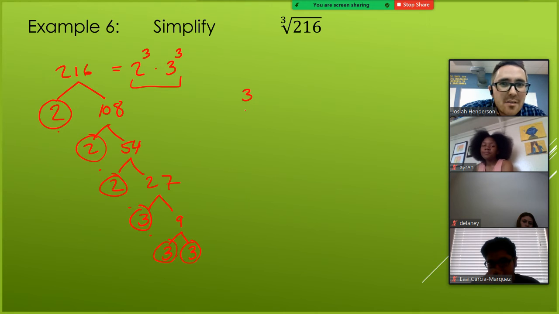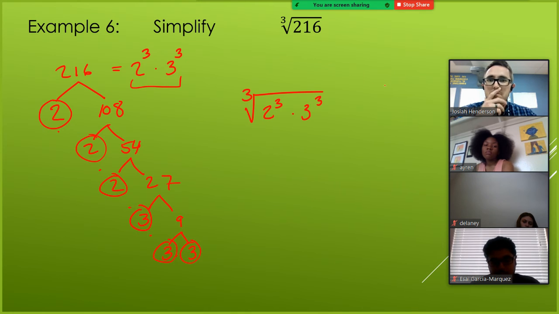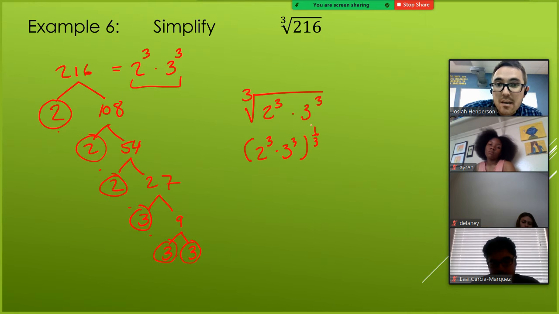So what do we really have here? We have the third root of 2 to the third times 3 to the third. If you put this into power form, then we're looking at 2 to the third times 3 to the third, to the third power. Now we do what we did last week. We multiply our outside power to these third powers inside.